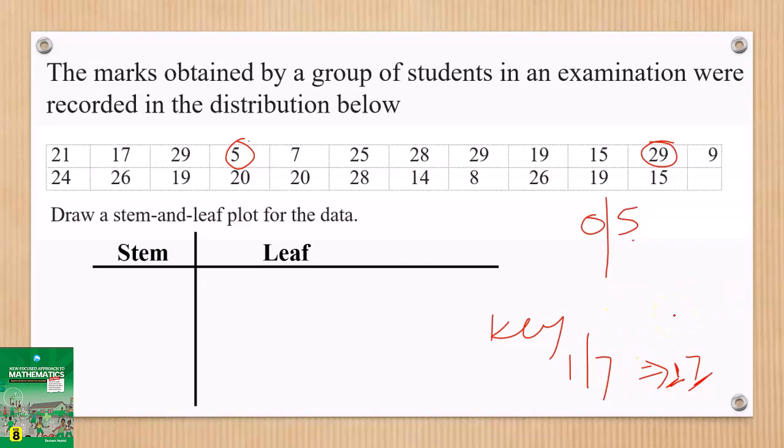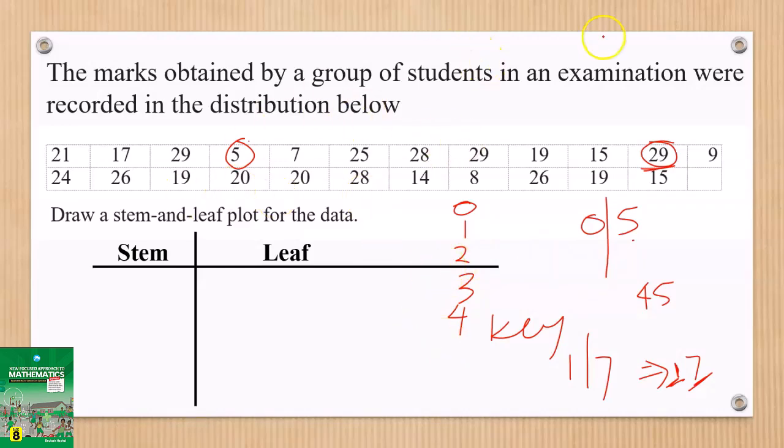Now, since our largest number is 29 and the smallest is 5, then we can have our stem going like 0, 1, and 2. If it happens that our largest number is, let's say, 45, then we can have 1, 2, 3, and then 4, so that each of these digits represents the stem. Okay, so let's do the entry and see.